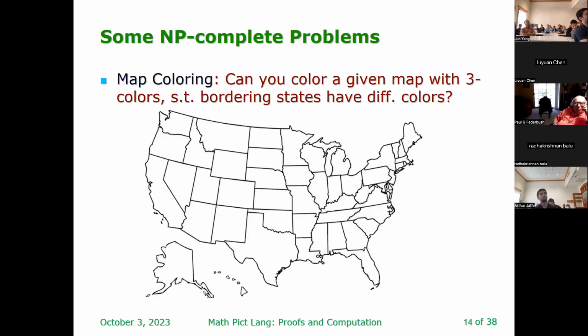So here are some NP-complete problems, like, can you color a given map with 3 colors so that bordering states have different colors? Okay. I can ask this question about any graph, any map. In general, when the 4-coloring theorem is proved, it usually assumes that there are no 4 regions which share a point. So anyway, you can ask this question, does it have 3 different colors?